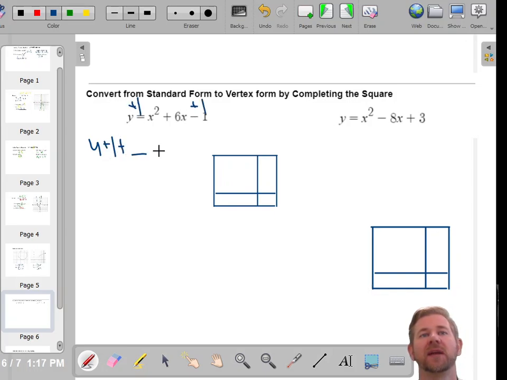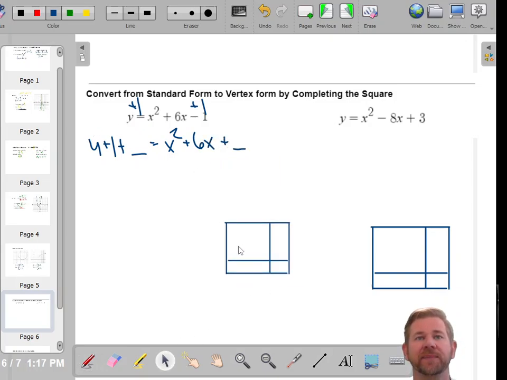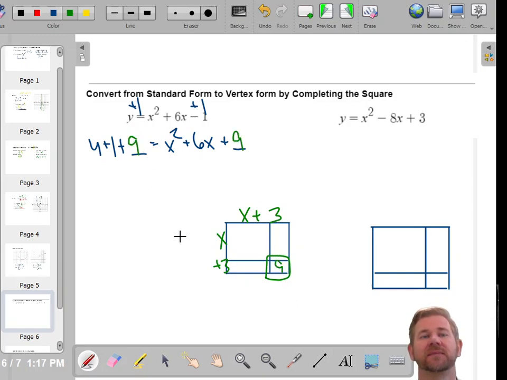Y plus 1, and I'm going to leave a blank. X squared plus 6x plus something. Okay, if you're consistent, we'll do them all the same way. Now I'm going to complete the square over here. So half of 6 is 3. X plus 3, x plus 3, which means this corner, 3 by 3, is 9. So add 9 to both sides.